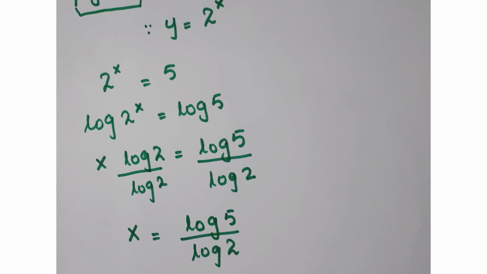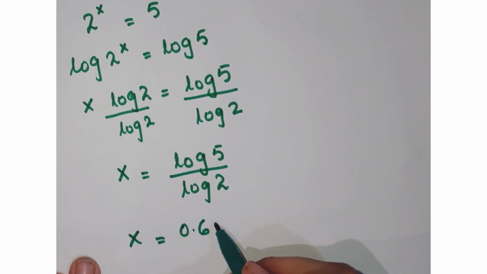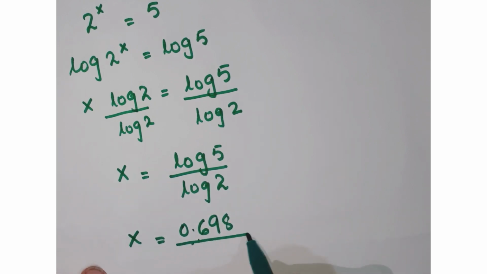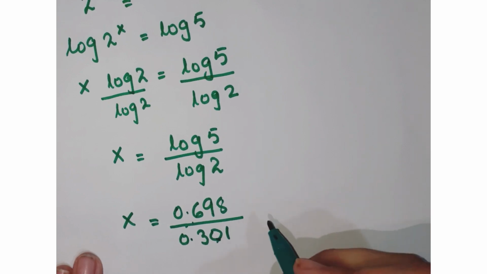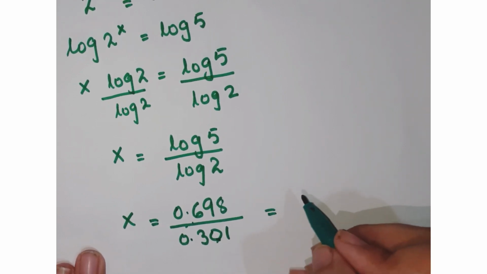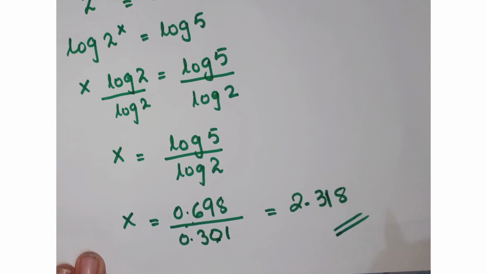By putting in the calculator, you get the values as 0.698 upon 0.301. So after dividing, you get x is equal to 2.318. And this is our required answer.